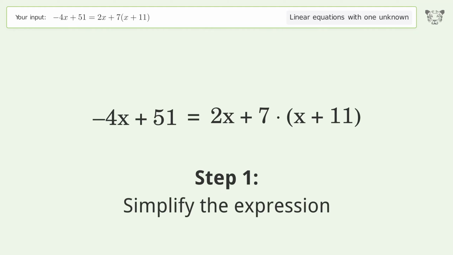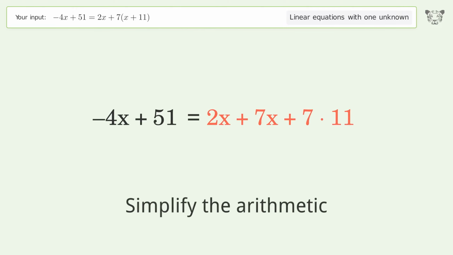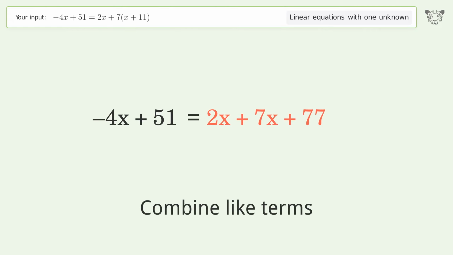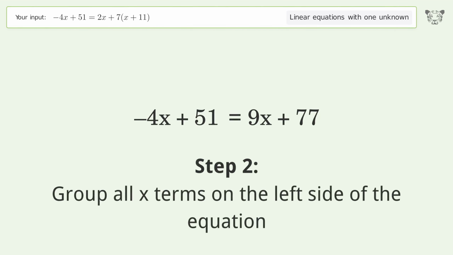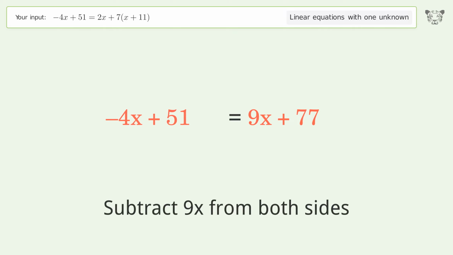Simplify the expression. Expand the parentheses. Simplify the arithmetic. Combine like terms. Group all x terms on the left side of the equation. Subtract 9x from both sides.